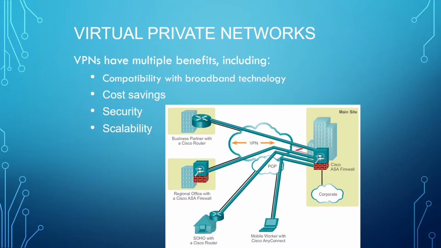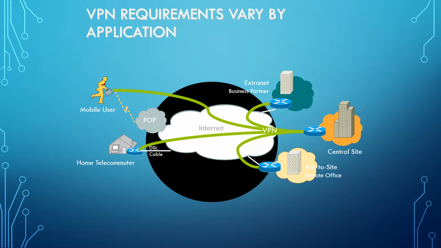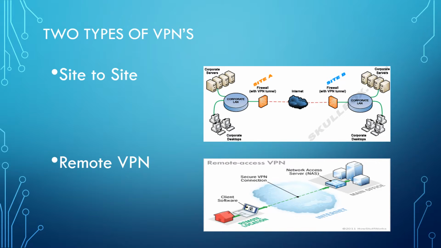Virtual private networks have multiple benefits, including cost savings, security, and scalability. VPN requirements vary by application. You have the mobile user, the home employee, the extranet, the central site, and the site-to-site remote office. Site-to-site VPNs and remote access VPNs tend to have different requirements. The site-to-site, of course, is from corporate site to corporate site. The remote VPN is more for the traveling employee and the remote location at your personal residence.